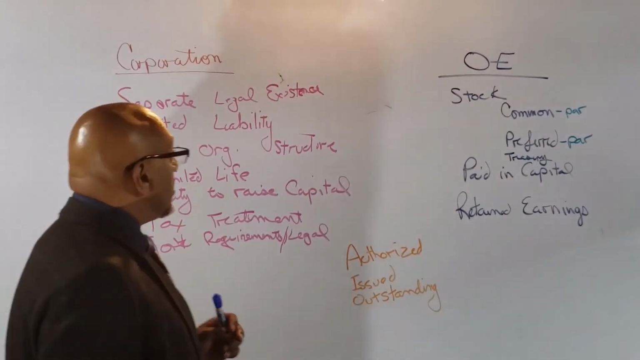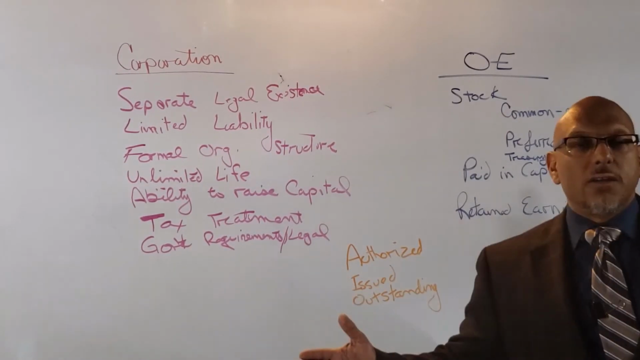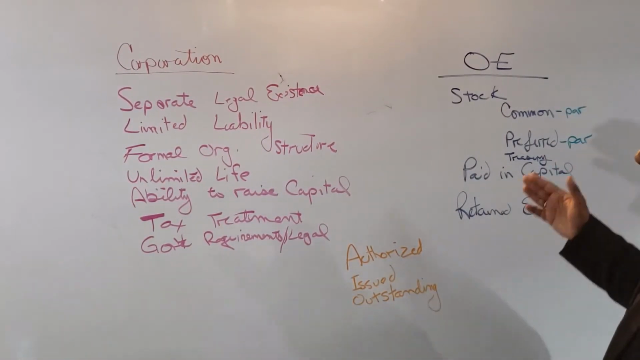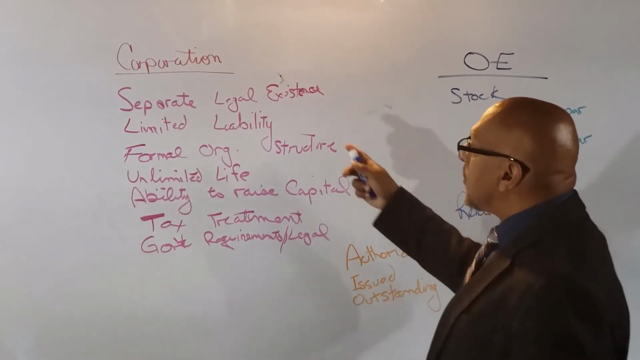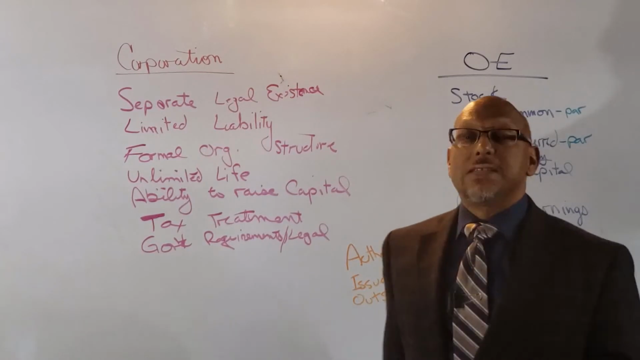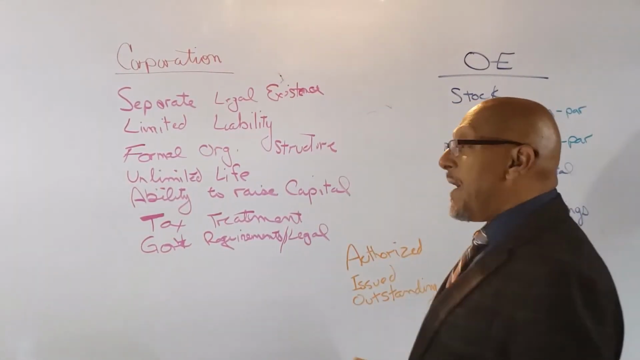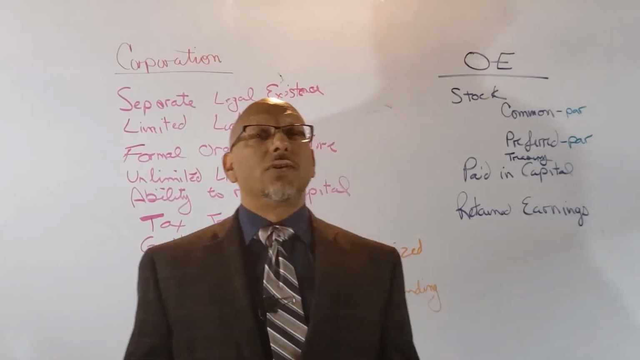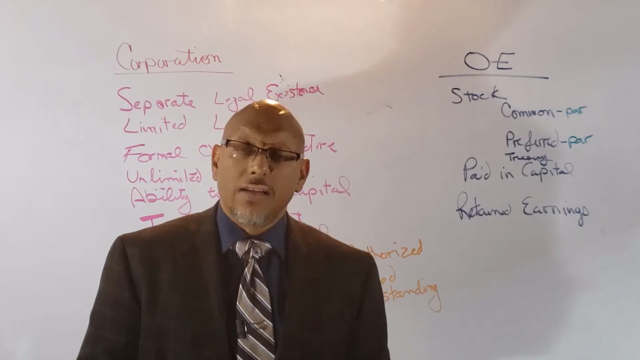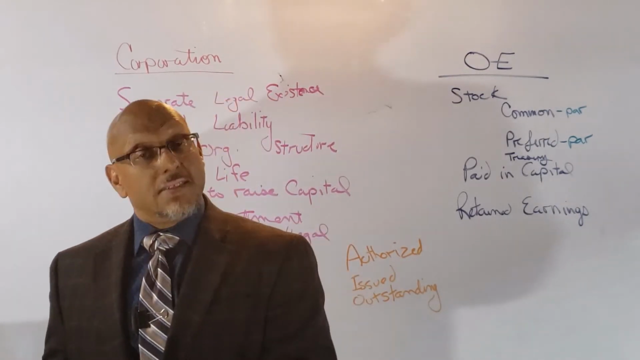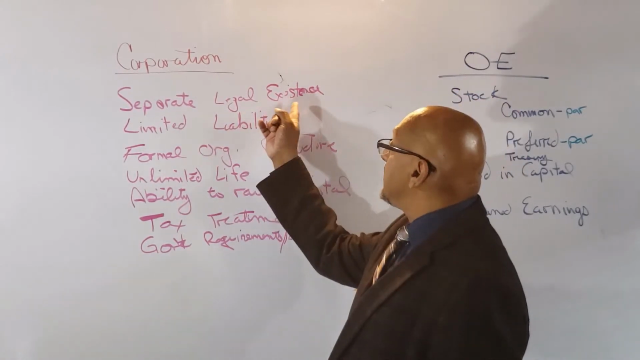So a corporation, we talked broadly about that earlier. Now I'm going to be a little more specific about the pros and cons of a corporation. A corporation has separate legal existence from its owners or stockholders. Think back to Henry Ford, who started Ford Company over 100 years ago. Is he still alive? No, but Ford still exists as a company. It has a separate legal existence.